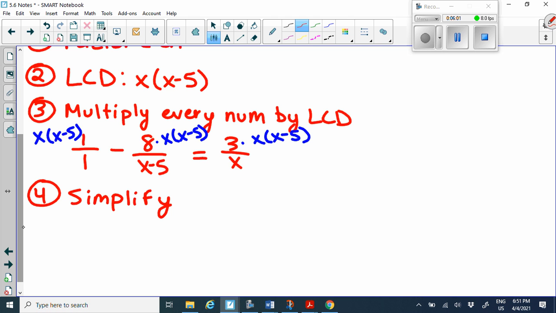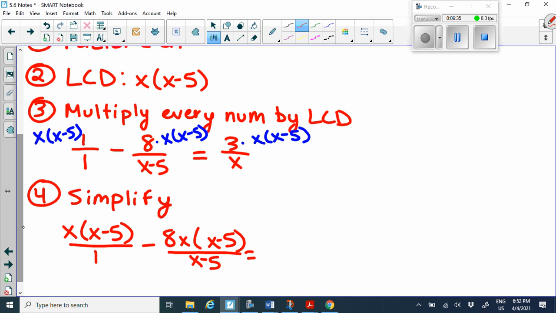Okay, so on the top I have x times x minus 5. I'm going to go ahead and multiply things. So that gives me x squared minus 5x. And that's just over 1. And then minus, and actually you might not want to multiply things out just yet, because we might want to cancel and then we can multiply. So I'm going to leave it as is. Then minus 8x, I'll multiply that. And then x minus 5 equals 3x, and then x minus 5.